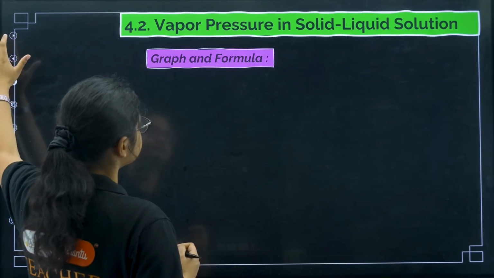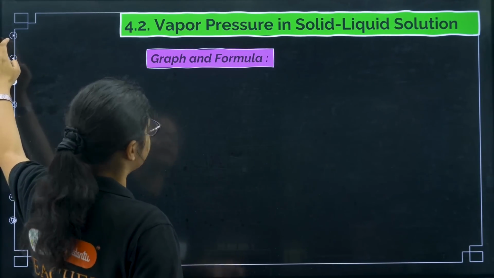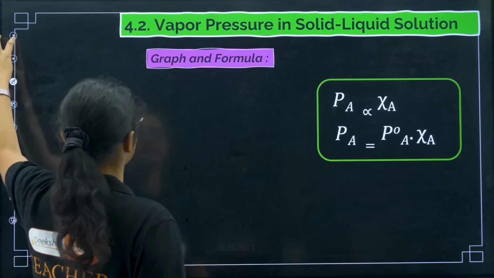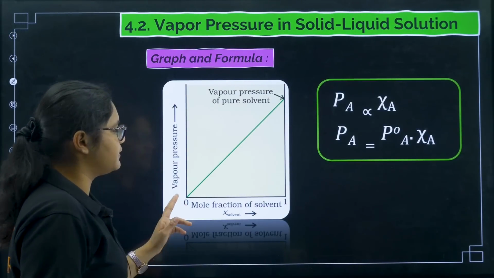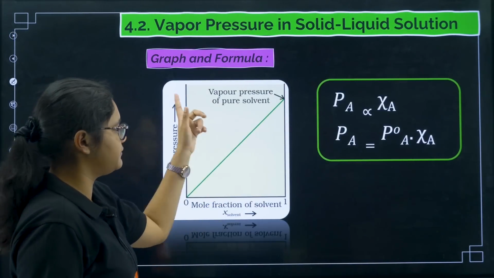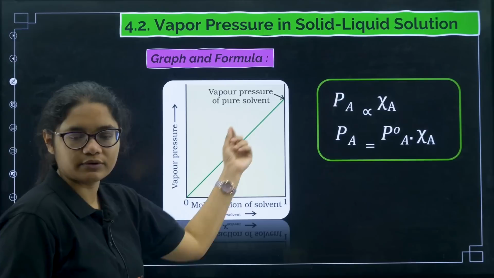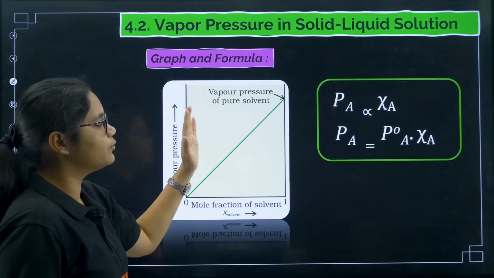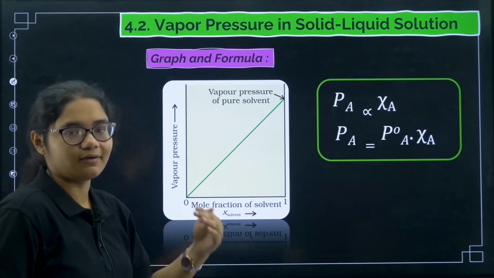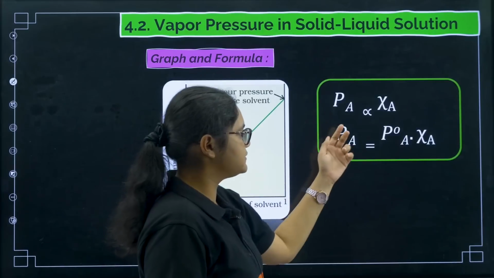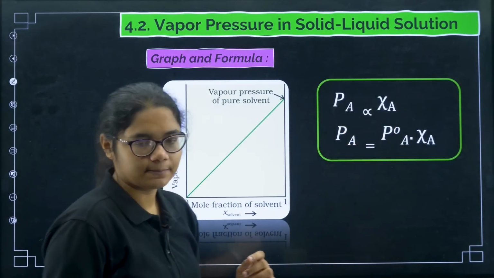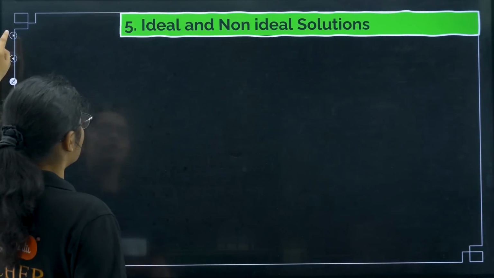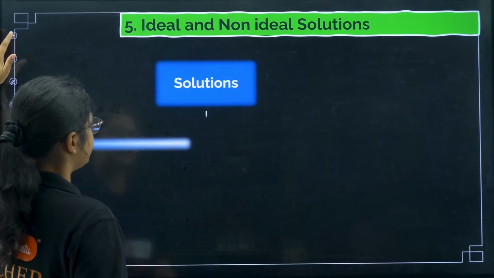Next, vapor pressure in a solid liquid solution. The graph remains the same, but here we have only one solvent. In the previous graph I drew 2 lines, but here it is only one line because we have only one component which can evaporate. So PA is proportional to XA, PA equals P naught A XA. Clear?